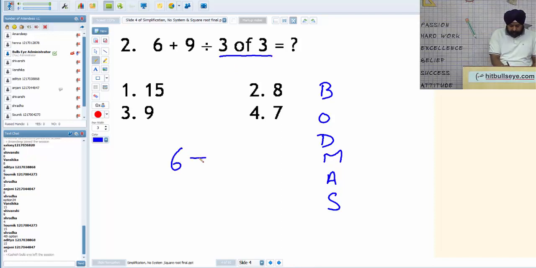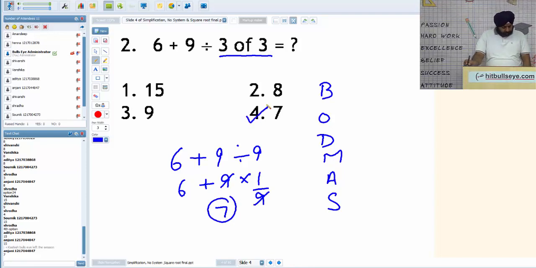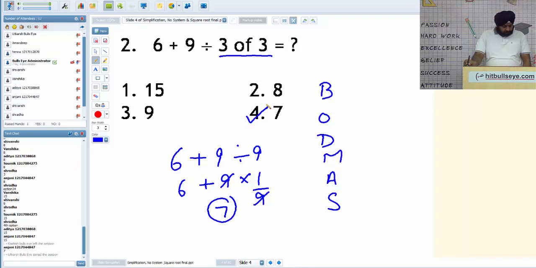So 3 of 3 is a multiplication before division. So it should be 6 plus 9 divided by 9, so 6 plus 9 into 1 by 9. It's 6 plus 1, 7. Hence the fourth option is the answer, not the first option. Is everyone okay? Yes, Aditya, Anjani? 7, definitely. So BODMAS you have to take care of. Of is basically a multiplication but before division. If there is a sign of division, then you have to be very cautious.